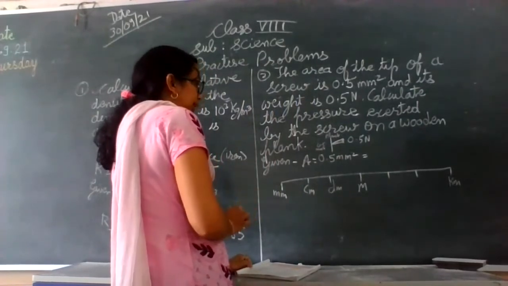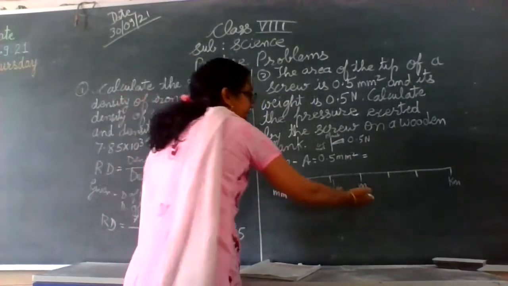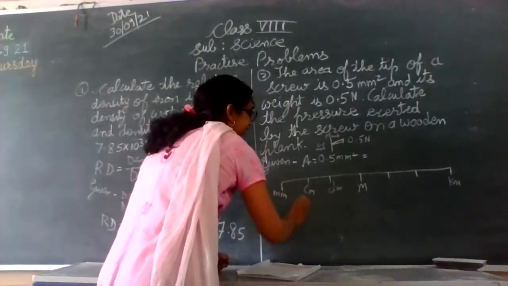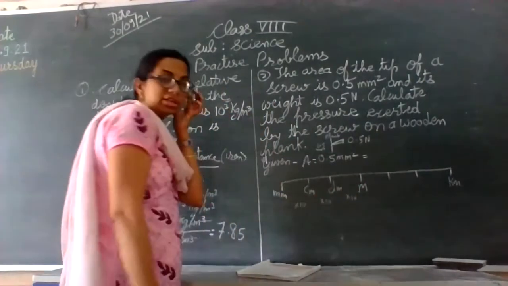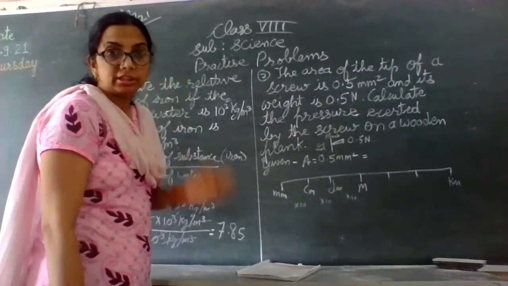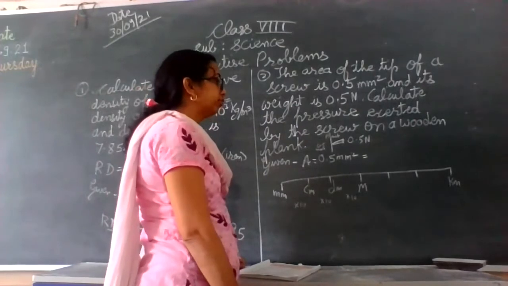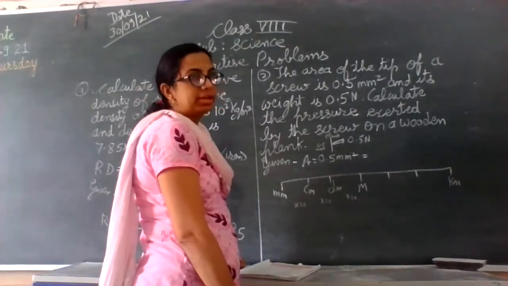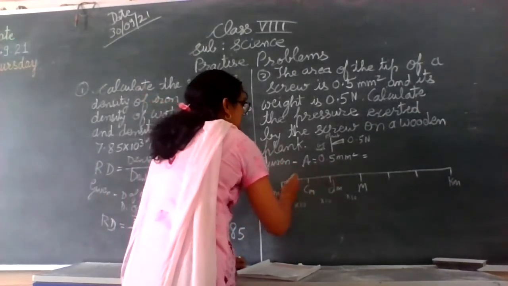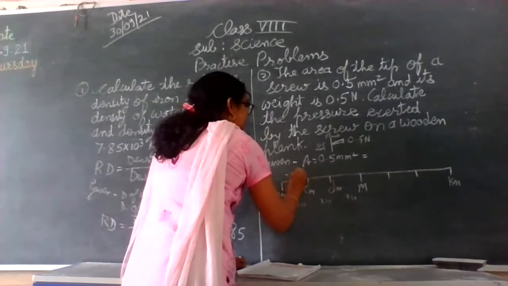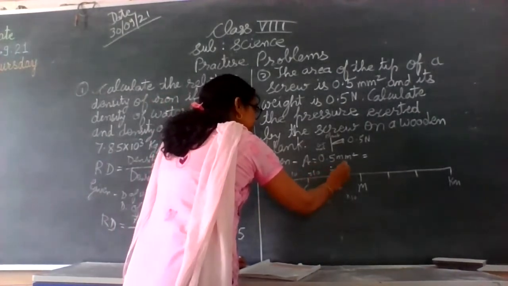Then how to convert millimeter into meter? When we are coming down the slide, we multiply by 10 at every stage. You must be remembering this. You have done this in your mathematics much earlier: how to convert meter to centimeter and millimeter. But when we are going up this slide, we have to divide by 10 at every stage.